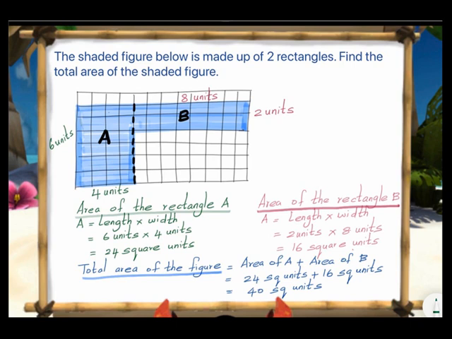So what we have learned here is how to find the area of the shaded figure. To find the area of the shaded figure, first we have to partition it if there is no partition, and make it into two separate rectangles so that we can find the area of the first rectangle, then find the area of the second rectangle. Finally, add the area of the first rectangle and the second rectangle together so that we can find the total area of the shaded figure.